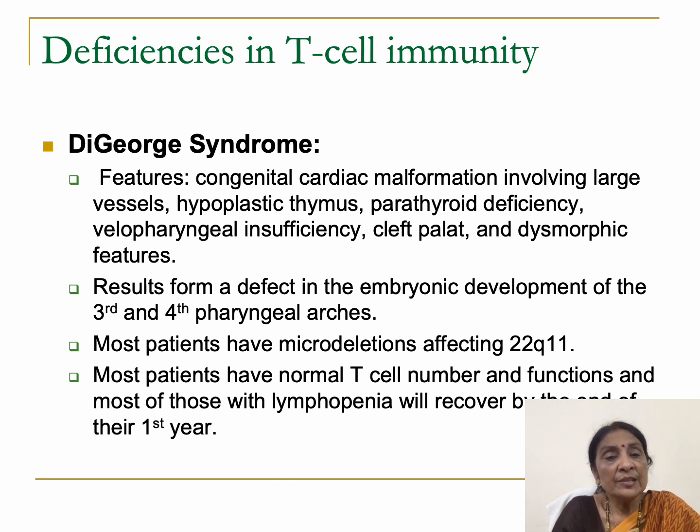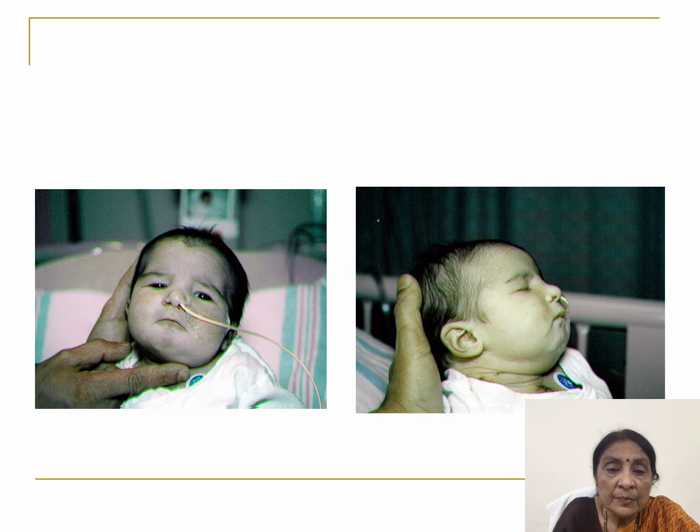DiGeorge: the features are congenital cardiac malformation involving large vessels, hypoplastic thymus, parathyroid deficiency, velopharyngeal insufficiency, cleft palate, dysmorphic features, resulting from defect in the embryonic development of third and fourth pharyngeal arches. Most patients have microdeletion affecting 22q11. Most patients have normal T cell number and function, and most of those with lymphopenia recover by the end of their first year. This is the picture of a patient with DiGeorge syndrome.